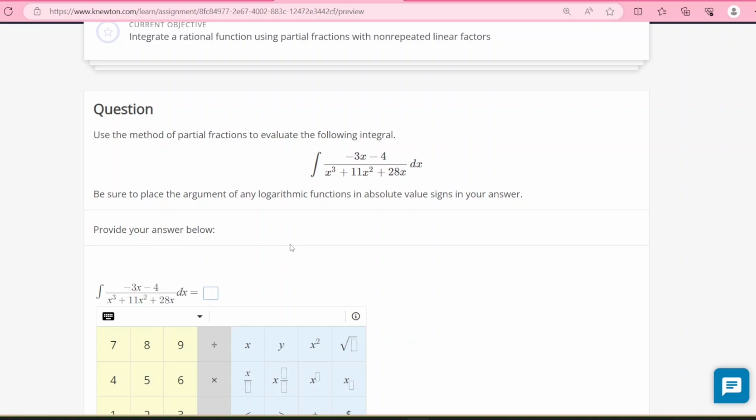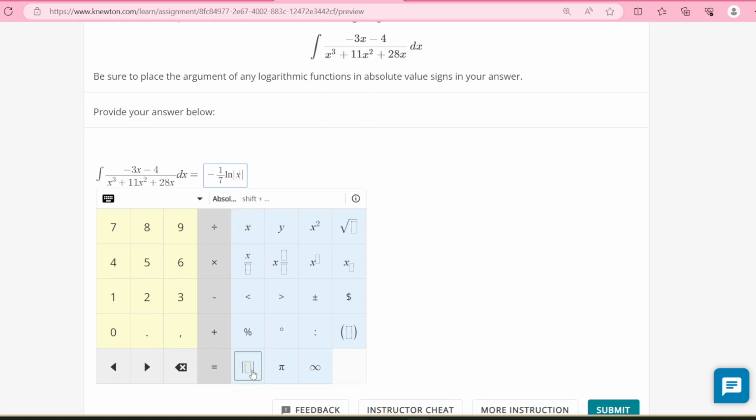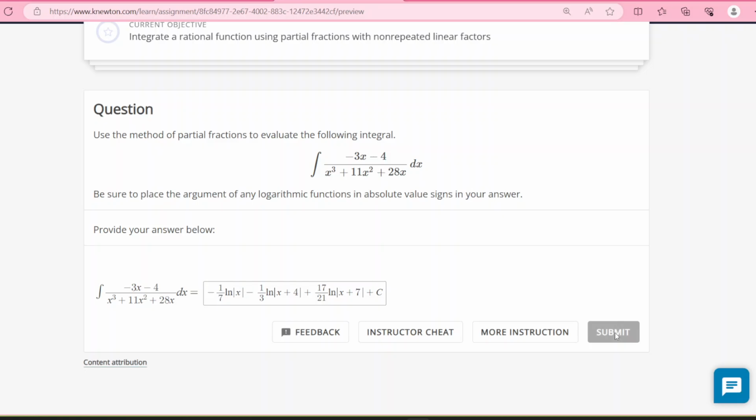All right. So we've got negative 1/7 times the natural log of the absolute value of x. After that, minus 1/3 times the natural log of the absolute value of x plus 4. And finally, plus 17/21 times the natural log of the absolute value of x plus 7. And then after all that, plus some constant, it should be good.